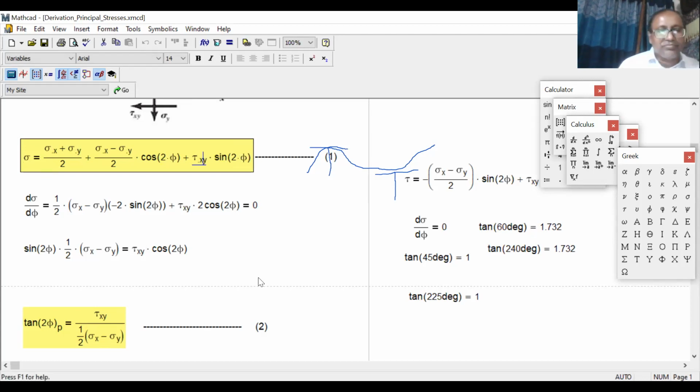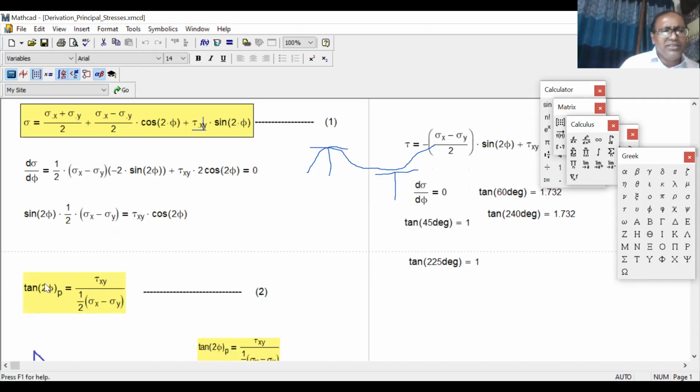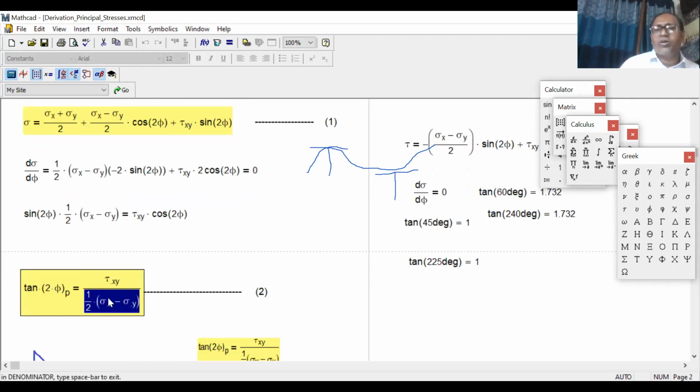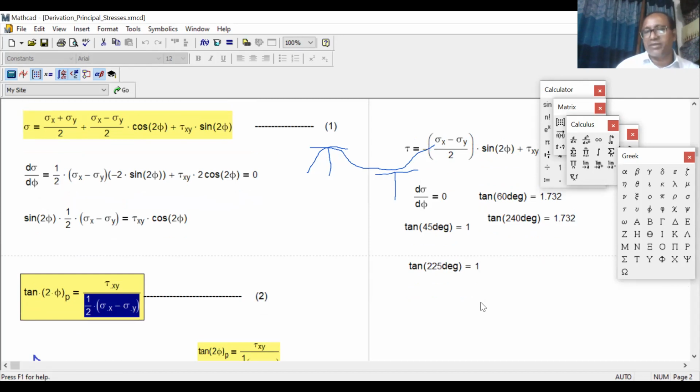But this is your condition of the maximum principal plane where tau is 0. Prove it without putting in the numbers. How can you prove it?